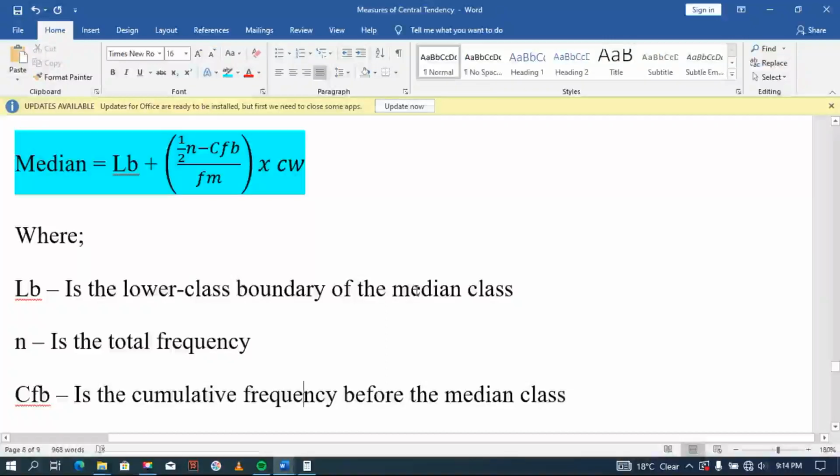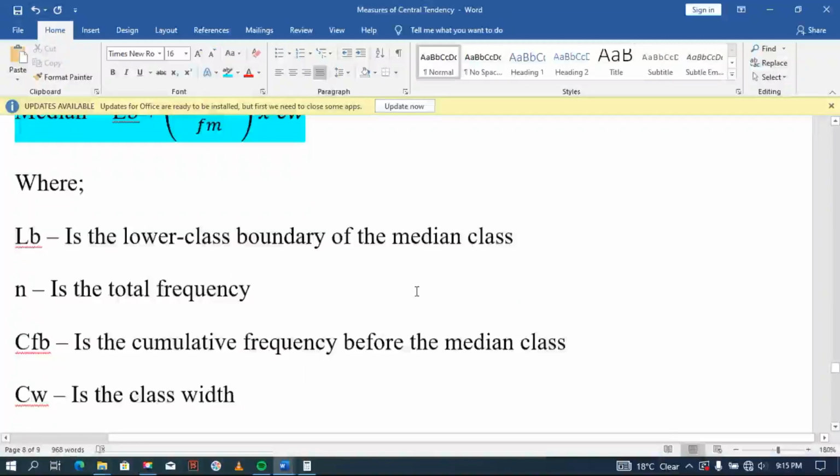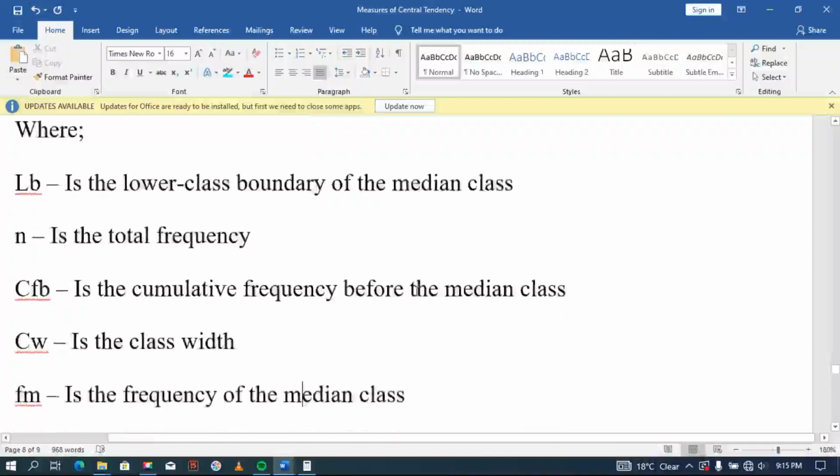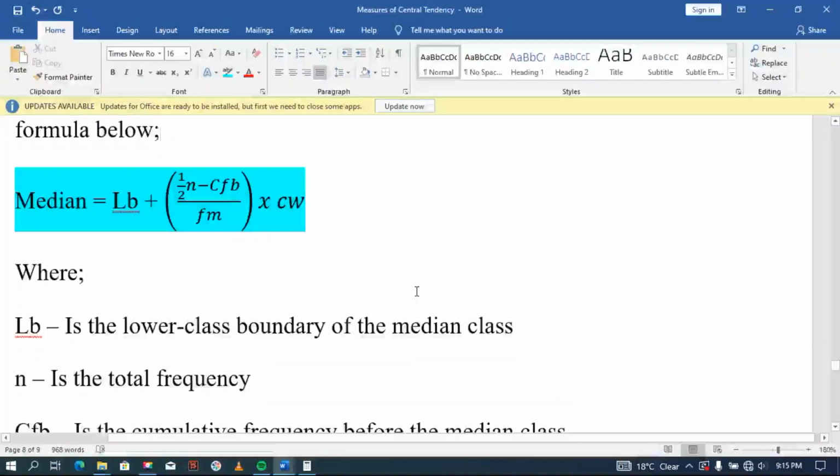And then FM is the frequency of the median class. Whereas CW is the class width.